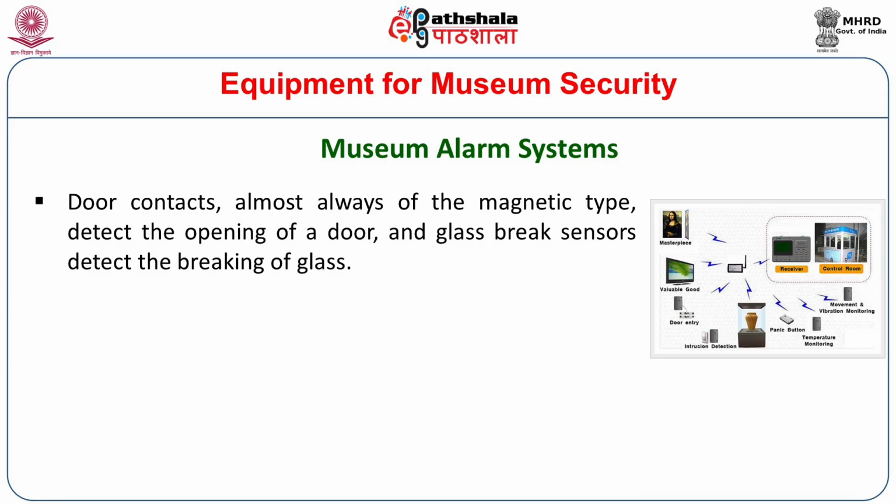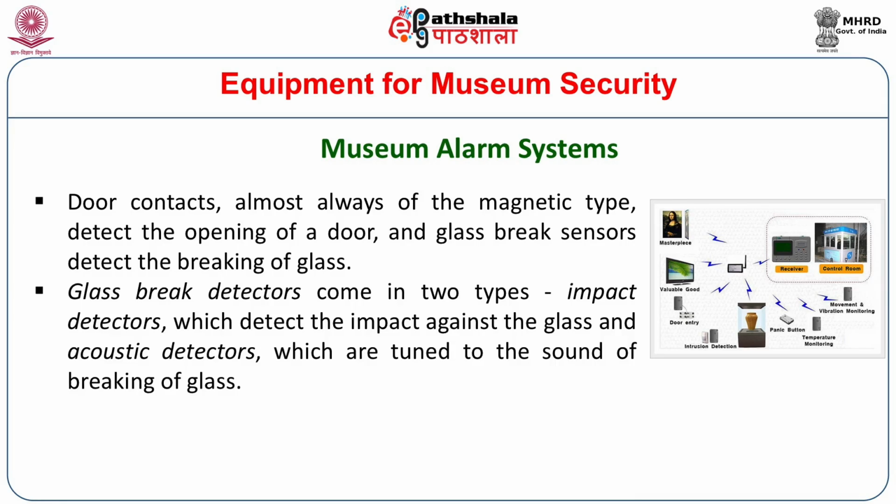The museum alarm system is also of many types. Door contacts are almost always of the magnetic type. They detect the opening of the door when an unwanted person wants to enter the gallery. Glass break sensors detect the breaking of glass at night or during the museum closing hours. Glass break detectors come in two types: impact detectors, which detect the impact against the glass, and acoustic detectors, which are tuned to the sound of breaking glass, and thus, with the help of these, we can prevent theft.